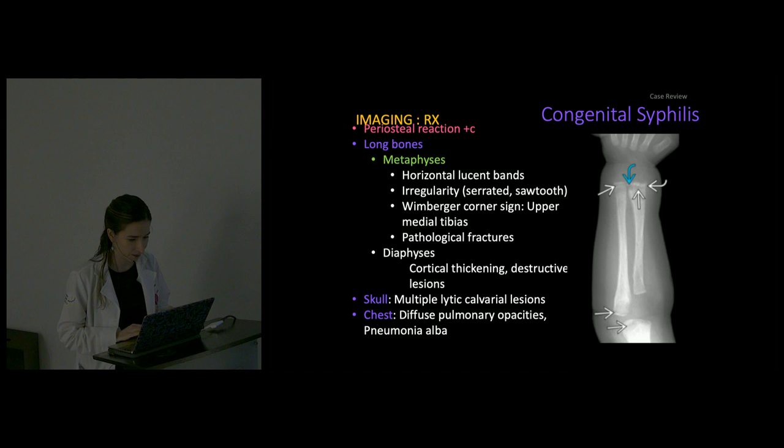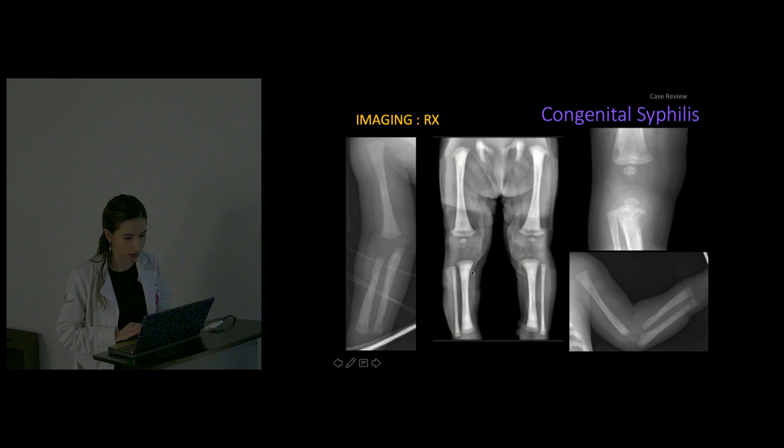In this case, we can see all the skeletal findings. We can see metaphyseal lucent bands in the radius and ulna, and also periostitis and a destructive lesion of the metaphysis of the distal radius. These are other examples of the findings we can see. We can see periostitis of the long bones and metaphyseal lucent bands, and this can also be confused with child abuse or trauma.